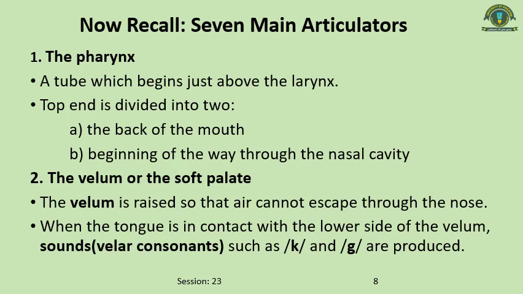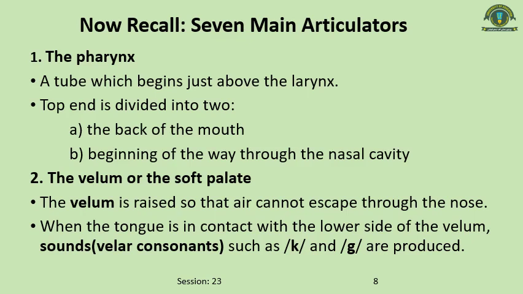And it directs the air to go to the oral cavity. So remember, when the tongue is in contact with the lower side of the velum, sounds such as k and g are produced. K, g. Now you can detect that they are not nasal sounds. We cannot feel air stream through the nostrils. We are not throwing it out through the nostrils. We are throwing it out through the mouth.